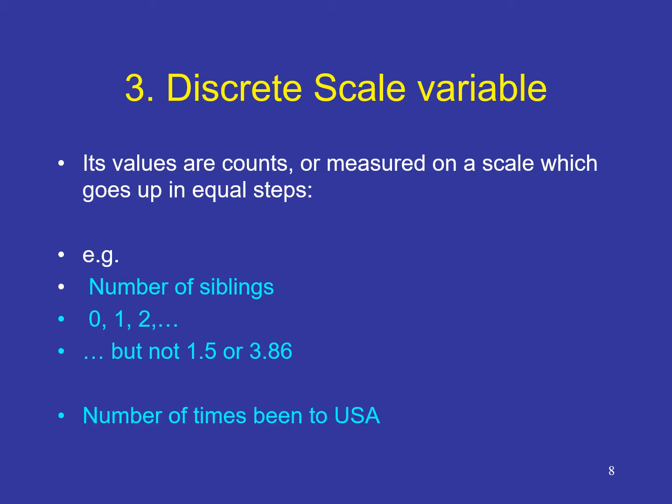Another example, number of times been to the USA. Again, this could be 0, 1, 2, 3, etc. But you can't have 2.5. It goes up in steps. These are examples of discrete scale variables.